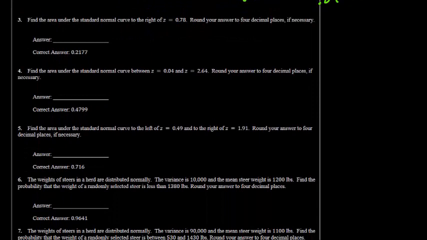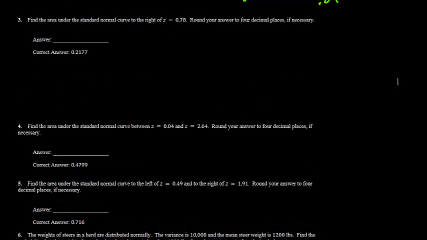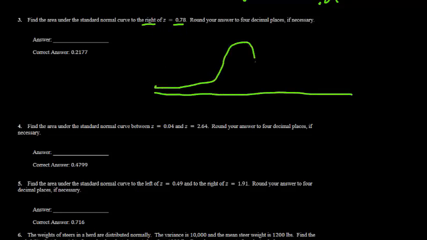Number 3, let's get some space here. Find the area under the standard normal curve to the right of this z. All right, well, there's no calculation to be made here. When in doubt, draw it out. Here's our normal curve. We have a mu somewhere. We know that in a standard normal curve, z is equal to 0 at the mean. So 0.78 is going to be over here somewhere. And we've got to remember that we're looking to the right. So that's going to be all of this area over here.